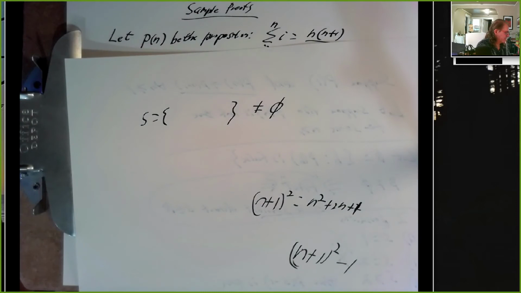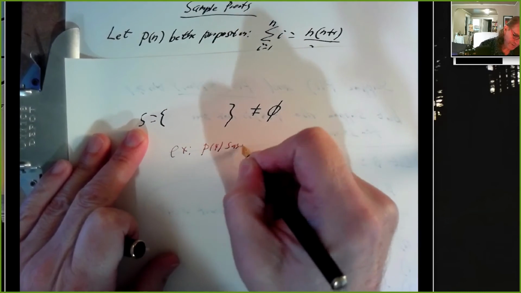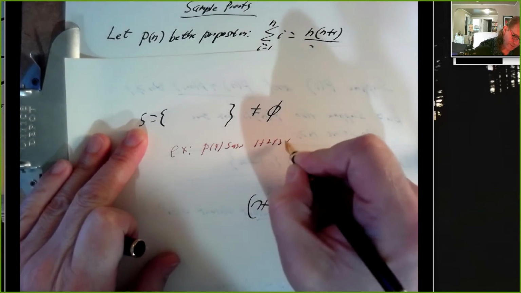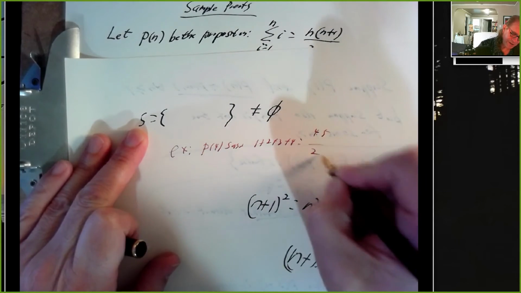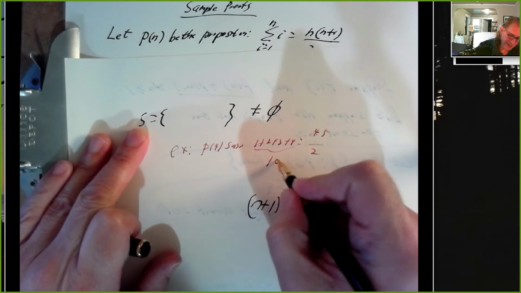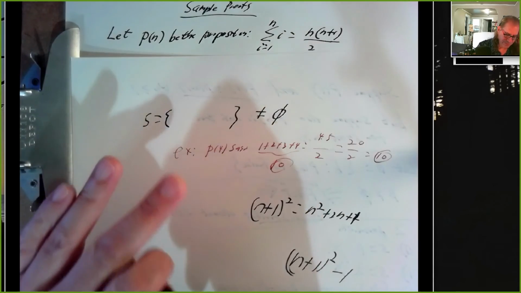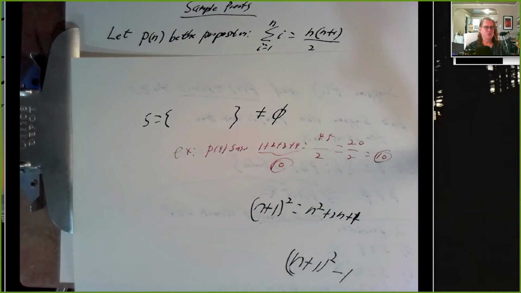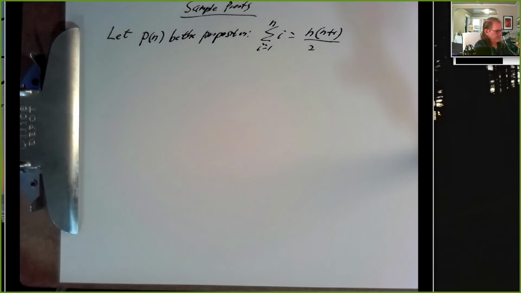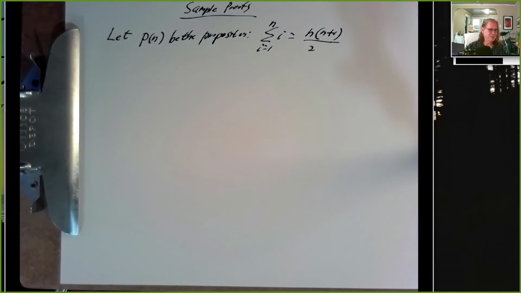And we can sanity check that, right? We can say, example: P of 4 says 1 plus 2 plus 3 plus 4 is equal to 4 times 5 divided by 2. Well, 1 plus 2 is 3, plus 3 is 6, plus 4 is 10. 4 times 5 over 2, 20 over 2 is 10. So, you know, P of 4 seems to be true. P of 3 seems to be true. It says 1 plus 2 plus 3 is 3 times 4 over 2. That's 6 on both sides. But we want to prove this.